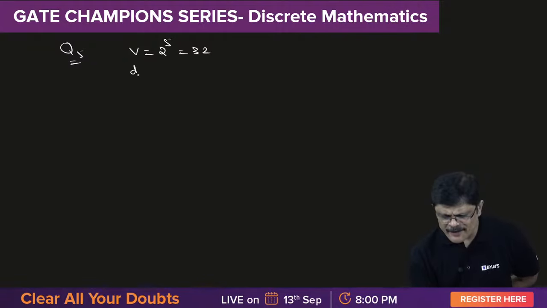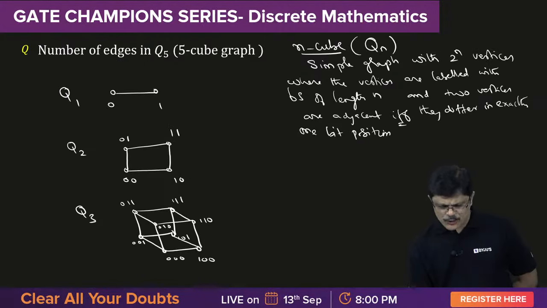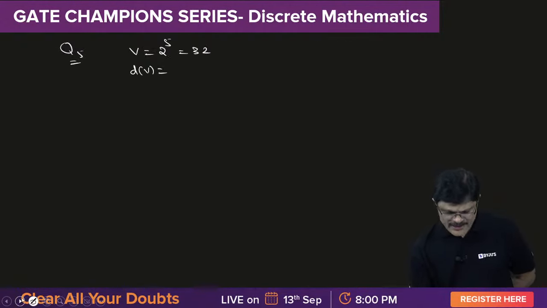And what is the degree of each vertex? See, if you see Q3, the degree of each vertex is 3, 3, 3. In Q2, the degree of each vertex is 2, 2, like that. So here in Q5, the degree of each vertex is 5.